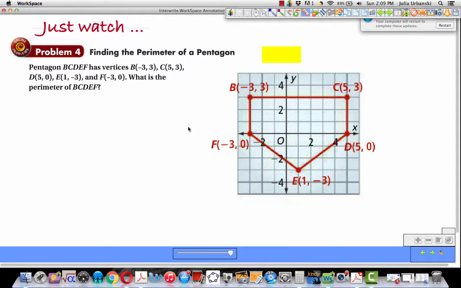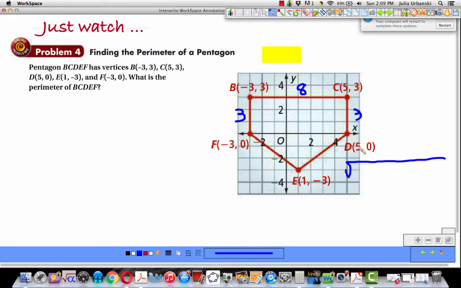So when you're trying to find the perimeter of a pentagon, it's the same thing as what we just did with the triangles. You find whatever sides you can, you use the distance formula on whatever sides you can't count easily, and you just add them all together. So this is 1, 2, 3. This one is 1, 2, 3, 4, 5, 6, 7, 8. And this one is 1, 2, 3. But this one we can't count because it's at a diagonal. So you can do the distance formula for that one.